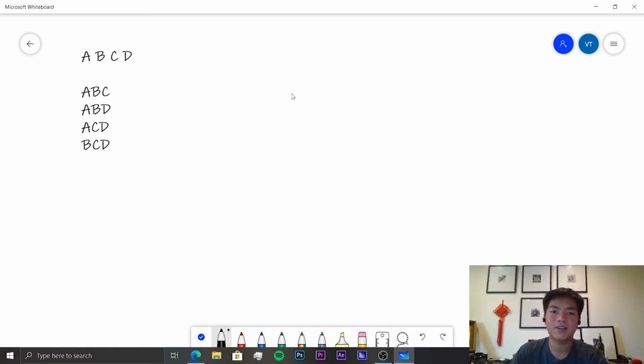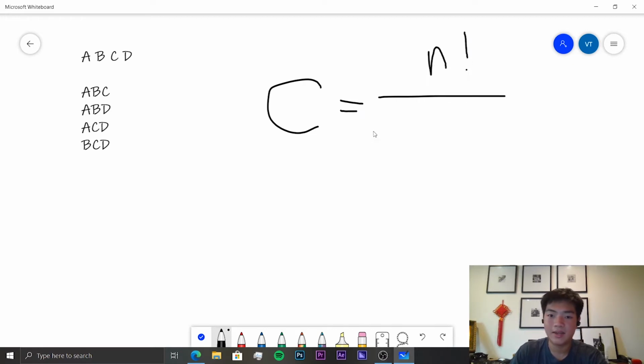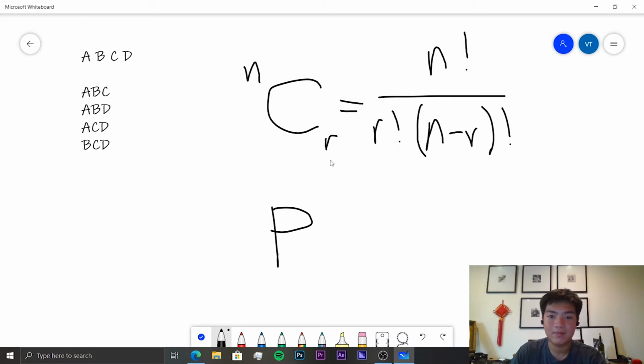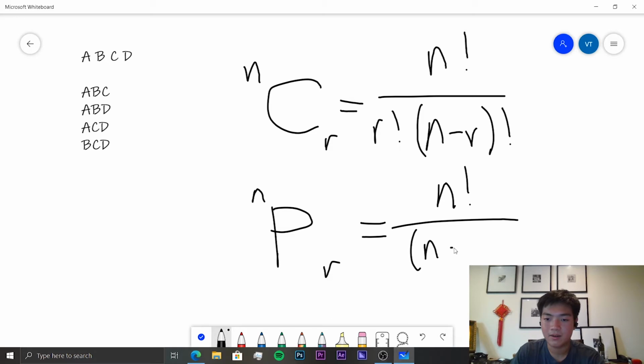And so how do we calculate the combinations? The combinations is equal to the number of objects factorial, divided by the number of objects we're picking factorial times the number of objects minus the number of objects we're picking, factorial. One thing I didn't mention is that normally we write this as nCr and nPr. So, for example, nPr would be n factorial over (n minus r) factorial.